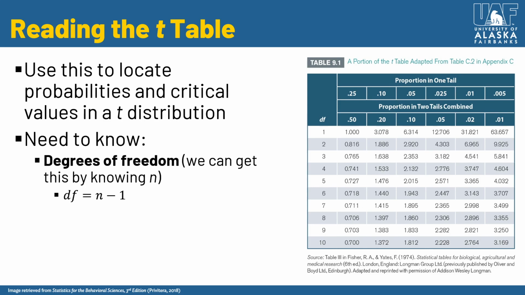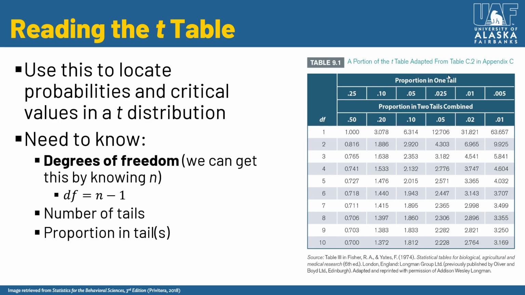And so here we need to know a few things. First is degrees of freedom. That term we'll define in the next few modules. For now, just know that we can give this by knowing n. Degrees of freedom here is just n minus 1. So if our n is 10, degrees of freedom is going to be 9. Right, it's straightforward. We also need to know the number of tails and proportion in the tails, right?